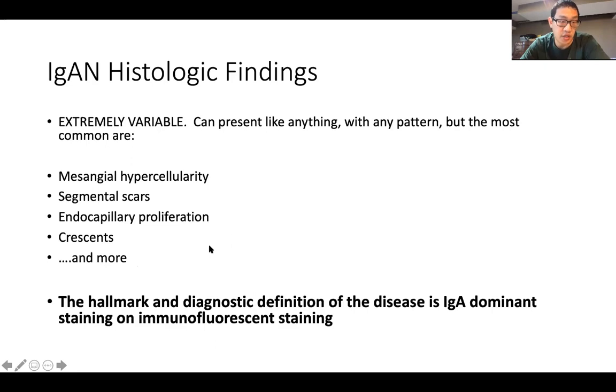And then don't forget that you must have the IgA dominant staining on immunofluorescence to make the diagnosis of IgA nephropathy. So if you don't have IF, you cannot make the diagnosis of IgA nephropathy.